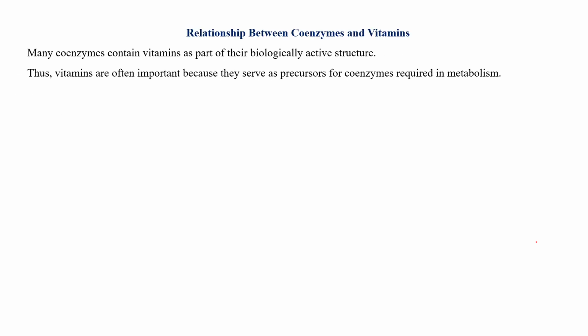Okay. So the relationship between coenzymes and vitamins. Many coenzymes contain vitamins as part of their biologically active structure. So let's say this is your coenzyme. Some part of it is made up of vitamins that play an important role in the active structure. Vitamins are often important because they serve as precursors for the coenzymes required in metabolism. What this slide is saying is that for you to form your coenzyme, sometimes you need some vitamins to enable the formation of the coenzymes.